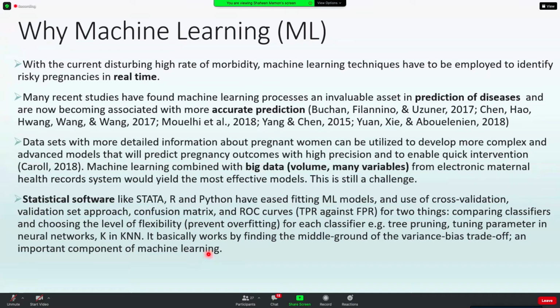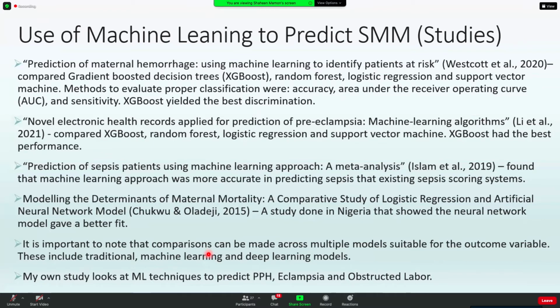Now, of course, there are so many studies that have been done using machine learning on maternal morbidities. However, there are very few studies that actually look at machine learning and maternal mortality or maternal morbidities in African settings, especially East African settings. I could not find anything on obstructed labor, unfortunately. However, if you look at studies done in, for instance, China, US, I found one study that was done in Nigeria. It's this one, modeling the determinants of maternal mortality, a comparative study of logistic regression and ANN, artificial neural network model. They got data from a health facility in Ibadan, and they found that actually the neural network model was a better fit, like it gave better predictions than the logistic regression model.